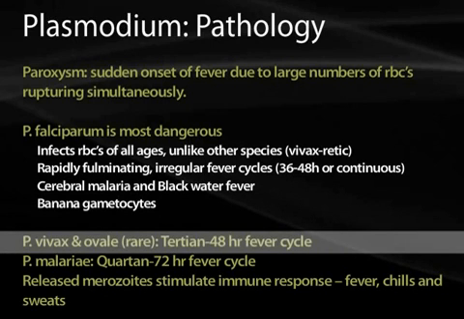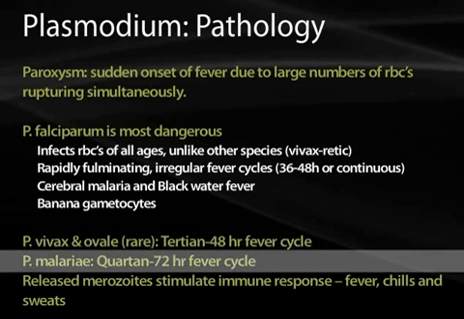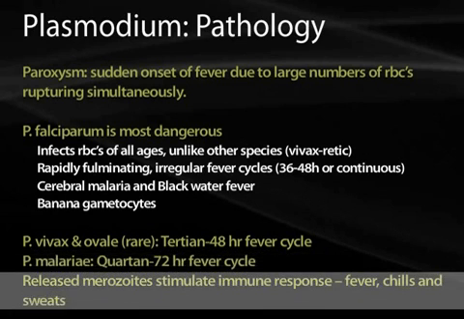Plasmodium vivax and ovale have a tertian fever cycle, or every 2 days, and Plasmodium malariae has a quartan, or every 3-day fever cycle. The fevers correspond to released merozoites. That stimulates an immune response and gives you fevers, chills, and sweats. So if you have a patient who comes from Africa or another endemic area, and they're having every day or every 2 or 3-day fevers with chills and night sweats, you'll want to think about Plasmodium and malaria.